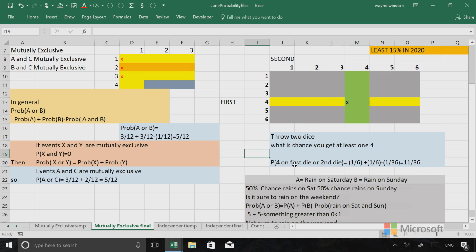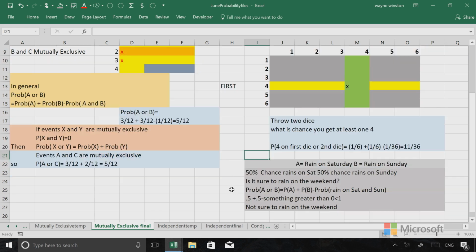So it's the probability of getting a 4 on the first die or a 4 on the second die. That's the chance of getting at least 1 four. So you add up the chance that you get a 4 on the first die, which is 6/36, this row right here. Add on the chance that you get a 4 on the second die, that's 6/36. And then subtract off the intersection, the probability you get a 4 on both dice, which is this X here, 1/36. And so you get a final probability of at least 1 four being 11/36. Note, if you hadn't subtracted off the 1/36, you would have got 12/36, which would be incorrect.